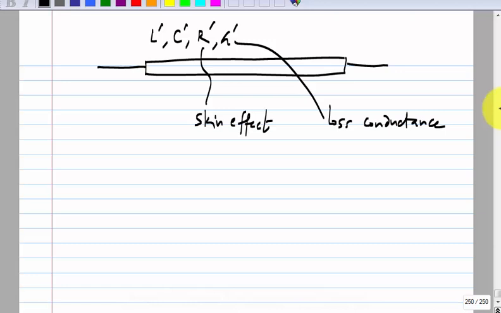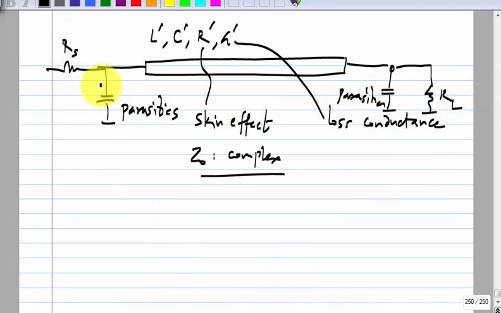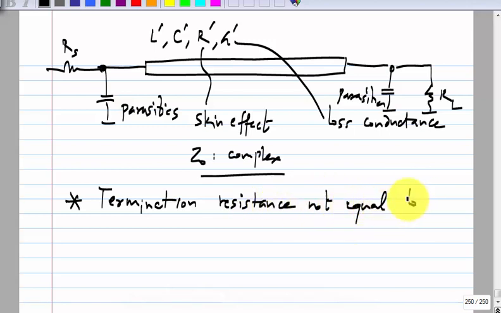Now, like I said, what you terminate with is, first of all, this R will not be equal to Z naught. The Z naught itself is complex now because you have significant R and L. The imaginary part may be small, but it is still complex. And then the termination is not ideal, so you will have parasitics, and RS and RL will not necessarily be equal to Z naught, right? You also have parasitic capacitance.